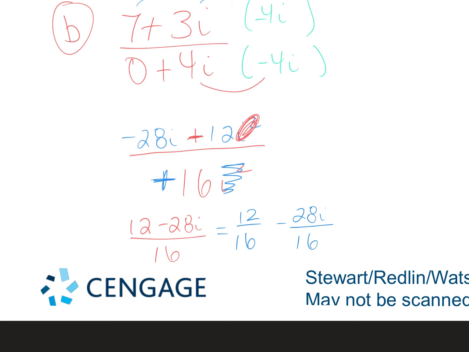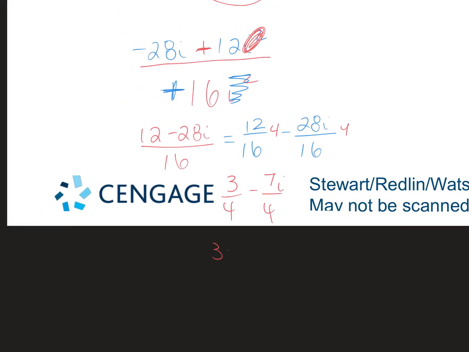But what can you divide 12 and 16 by? 4. So this becomes 3 over 4, right? And then what about 28 and 16? 4. So this becomes minus 7 over 4, i. Now, for me, if you want to rewrite it as 1 denominator, if both denominators are the same, I'm fine with that. If you want to keep it separated, that's fine as well. But I'm pretty sure WebAssign wants you to separate like that. But sometimes the denominators aren't the same, so that's why it can get a little confusing.